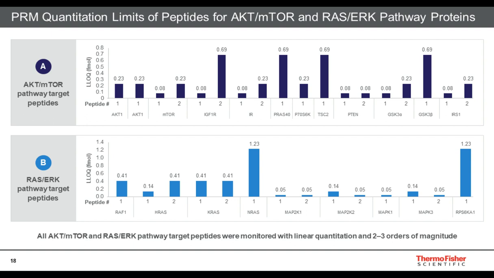And PRM quantitation limits of the peptides for AKT mTOR as well as the RAS pathway targets are shown here as a bar graph. The upper limit of quantitation for each peptide was at 500 femtomoles on column. And as you can see, we were able to detect a lot of these targets with a lower limit as low as 0.05 femtomoles on column.